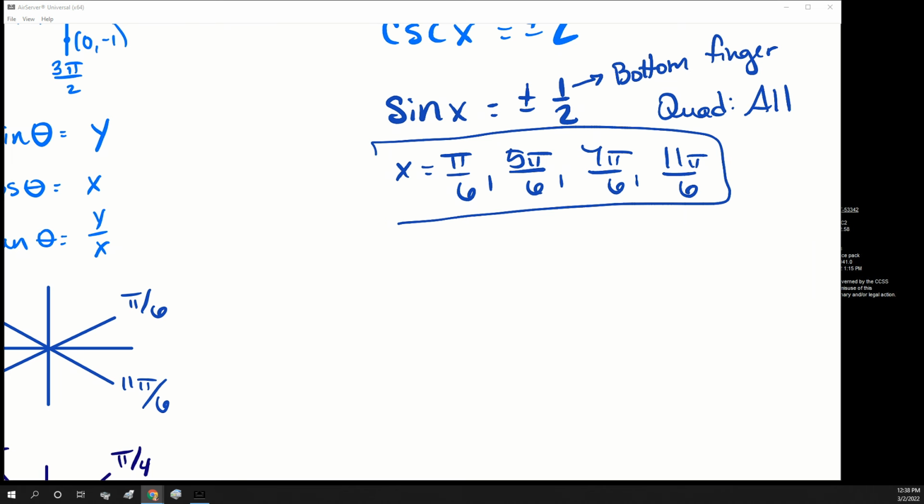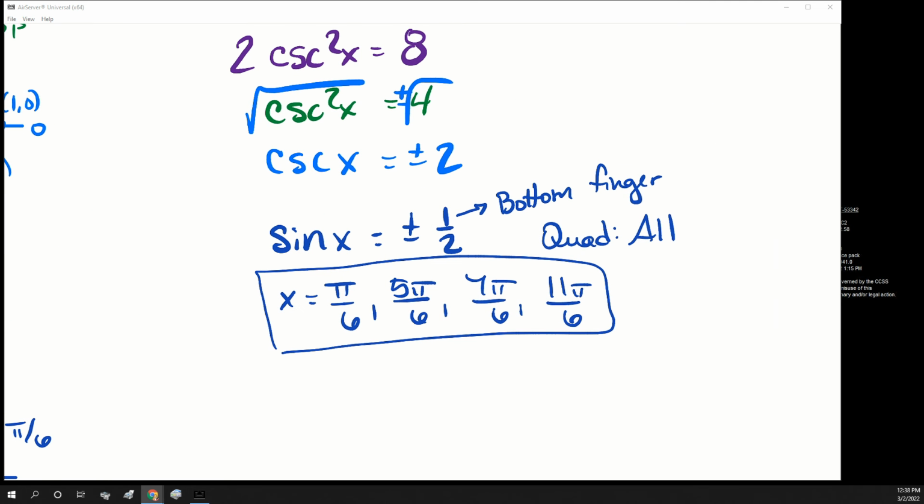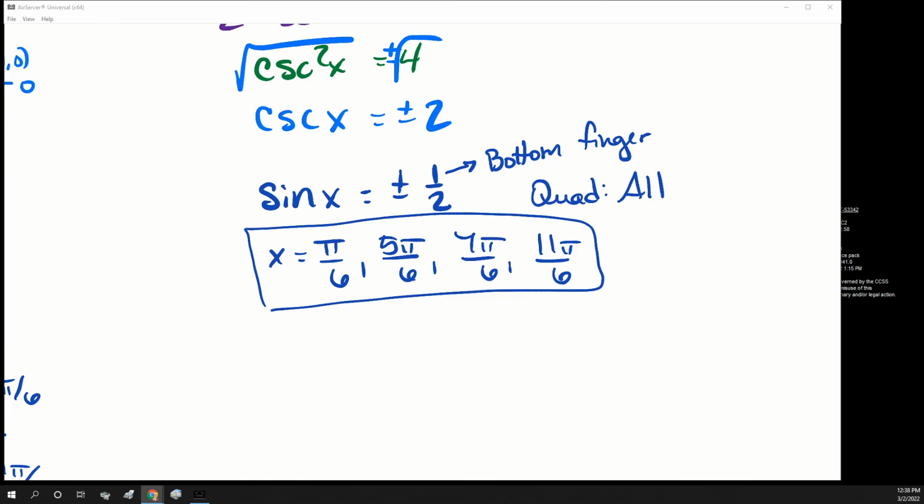And then as long as we didn't get one of these angles from the quadrants, then they're not going to be extraneous. They're perfectly fine. That's it. All right. Any questions? Okay, let's look at another one.